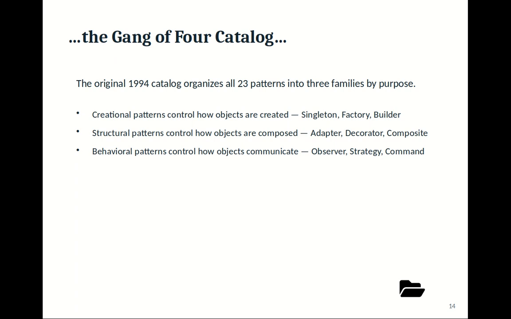The Gang of Four catalog. The original 1994 catalog organizes all 23 patterns into three families by purpose. Creational patterns control how objects are created: singleton, factory, builder. Structural patterns control how objects are composed: adapter, decorator, composite. Behavioral patterns control how objects communicate: observer, strategy, command.